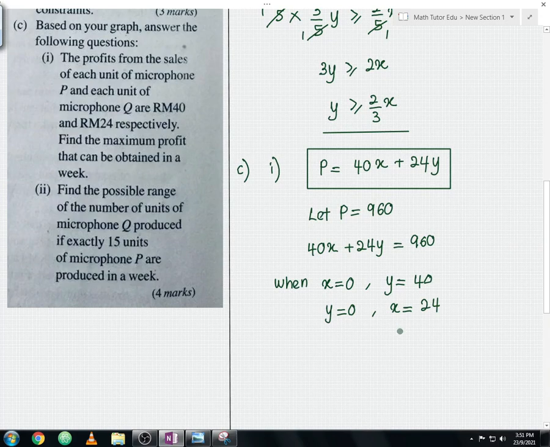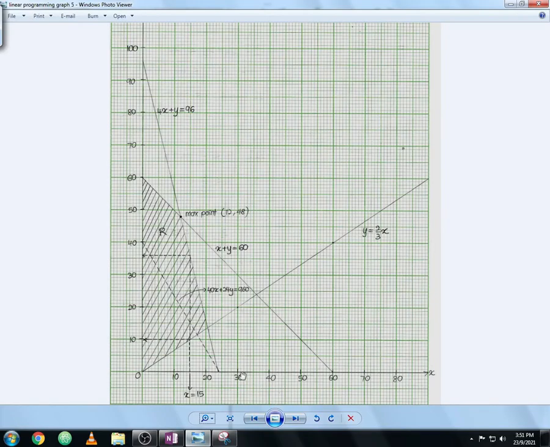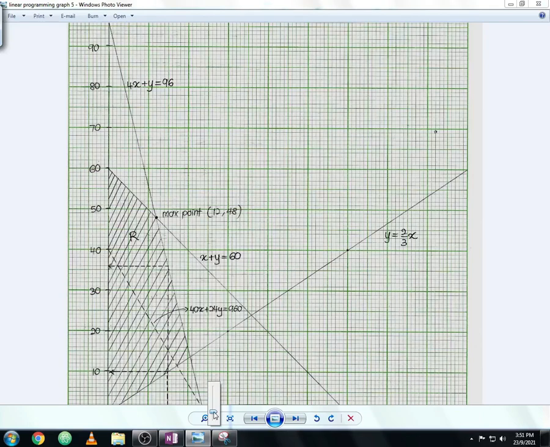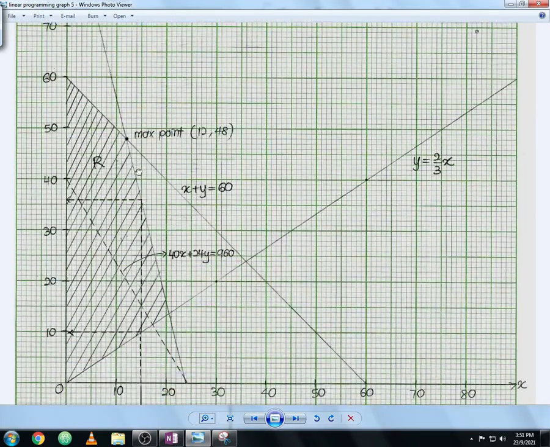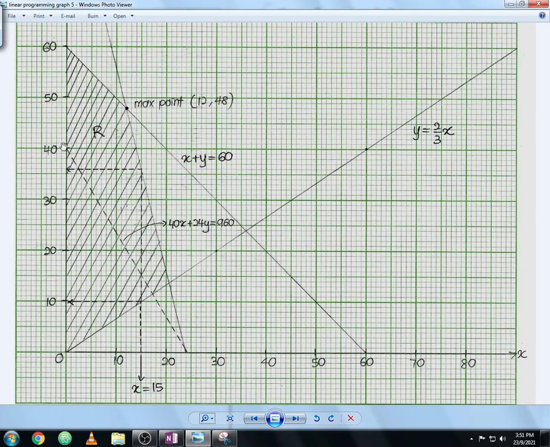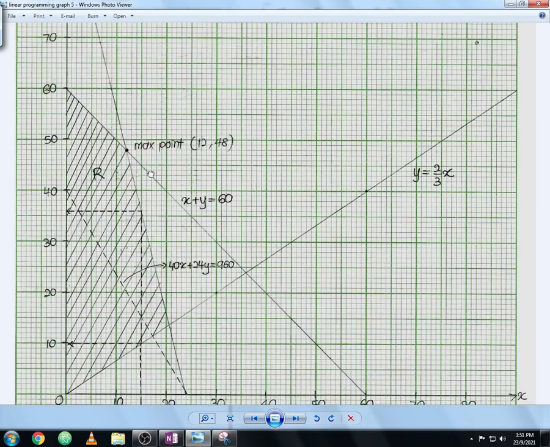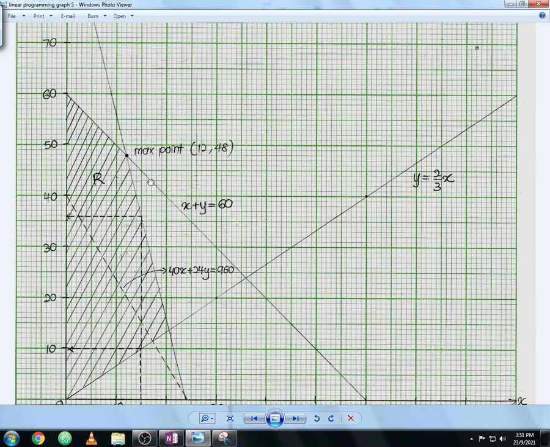Let me open the graph paper where I've already plotted the straight line for this profit equation, I mean this imaginary line. So let me show you. This is the equation: 40x plus 24y equals 960. Let me zoom in a little bit. Now it's better. So this is the dotted line, guys, as you can see here. Up until now, I hope you guys understand this.